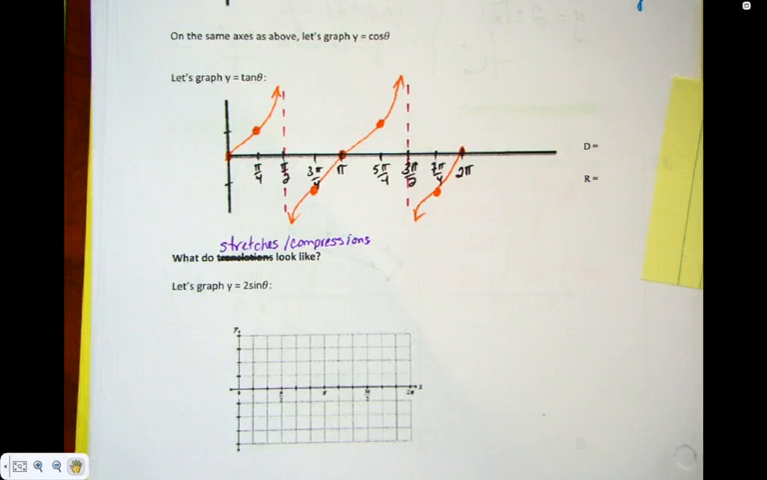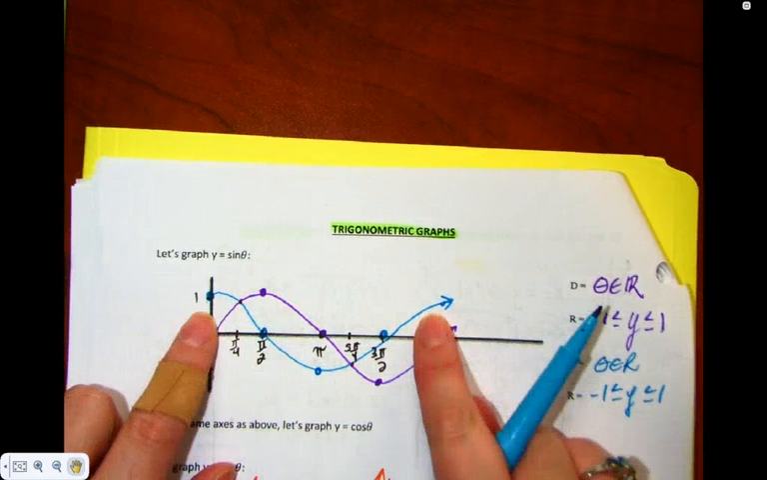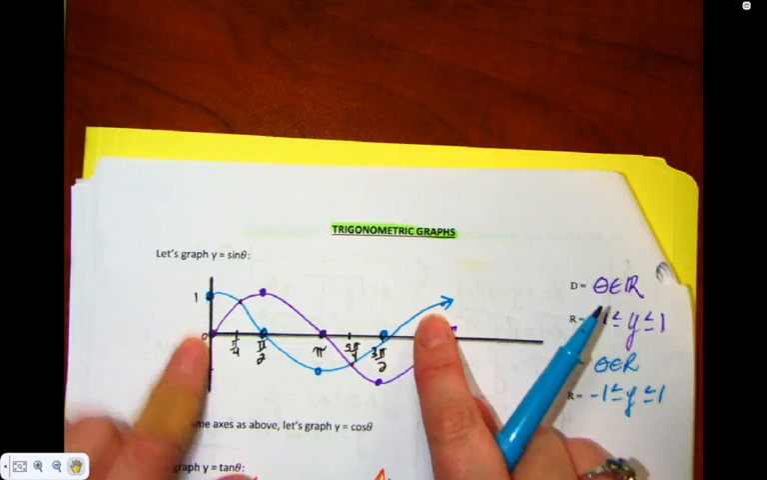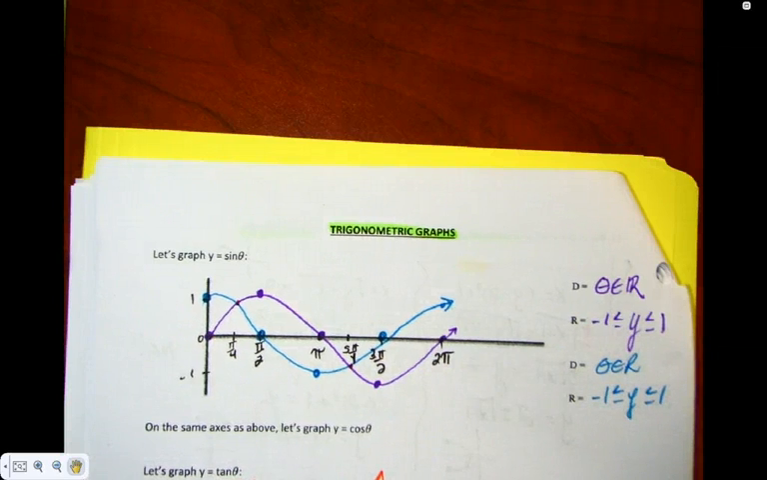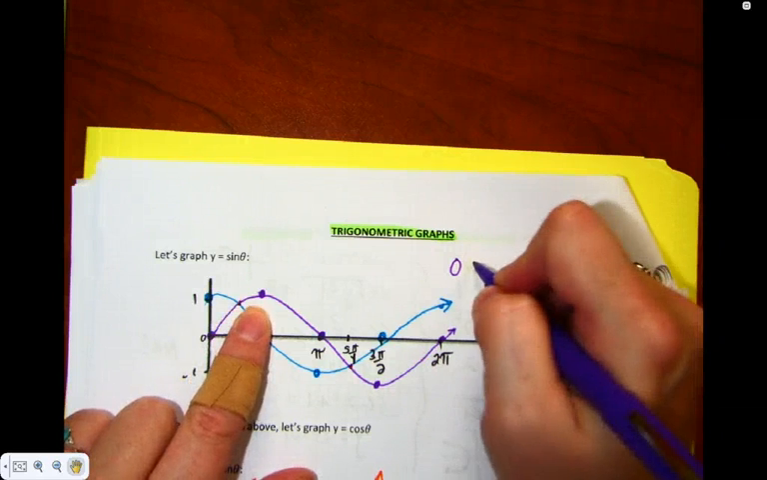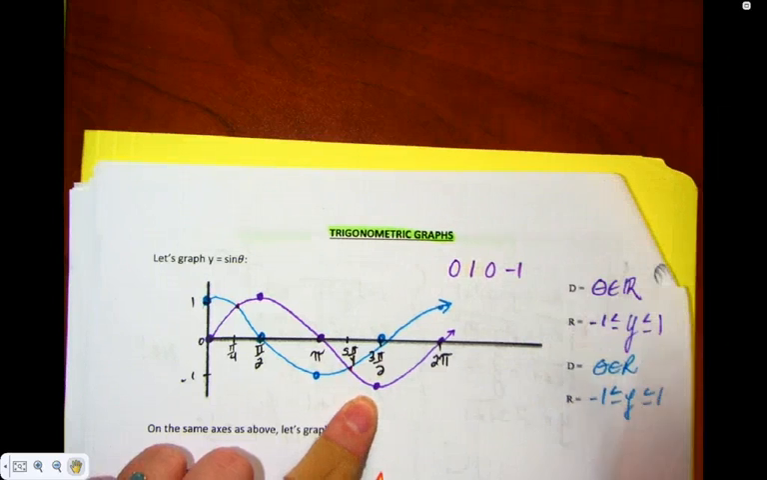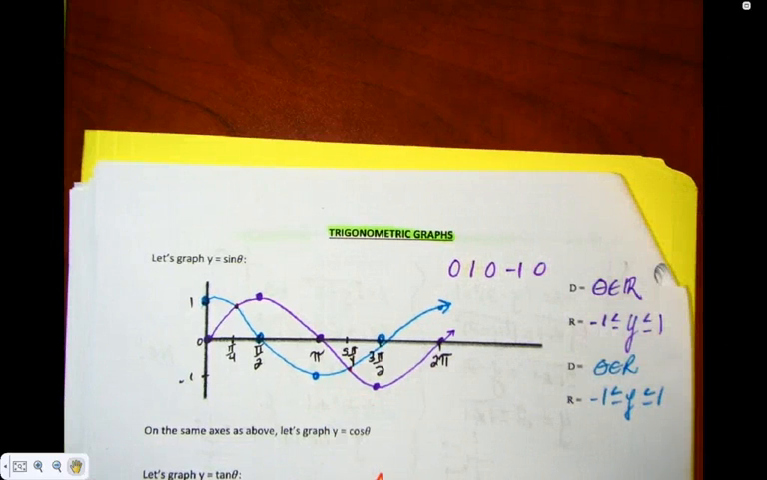I'm going to talk to the coordinate people first, because I think they're going to like these graphs. If you're not a coordinate person, just wait for me. Way at the top, and I'm going to color code to the graphs I had before. I just want you to look at sine first and tell me what the y coordinates are in order. Purple was sine. So it's 0, followed by 1, followed by 0, followed by negative 1, followed by 0.